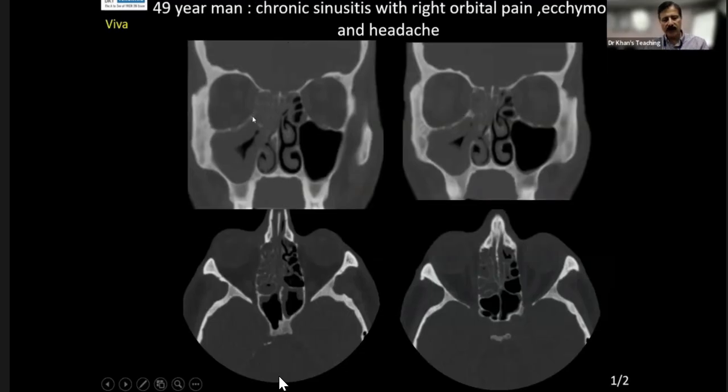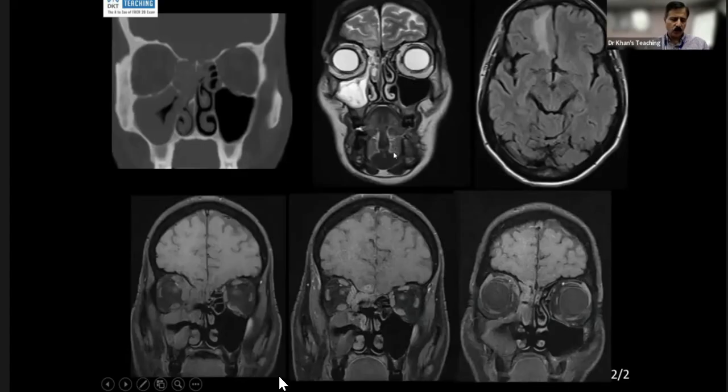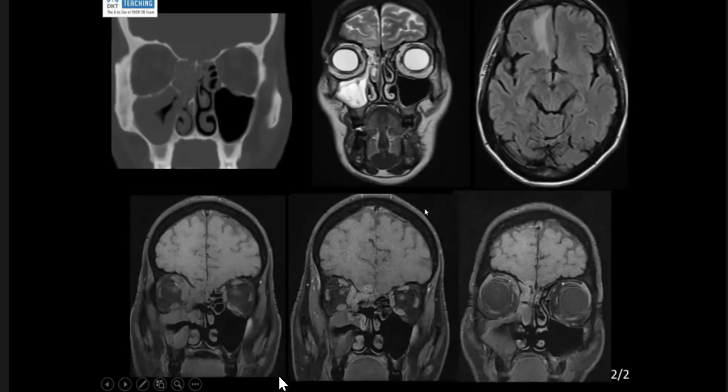So what we did was, we were worried something is happening. We did an MR. And candidate 2, you are going to tell me the findings on this MR. On this MR, this is a T2 weighted sequence. This is a FLAIR of the brain. This is pre-contrast fat saturated, post-contrast fat saturated, post-contrast fat saturated. Candidate 2, what has happened? There is a FLAIR hyperintensity in the adjacent right frontal lobe. So this could have extended intracranially through the cribriform plate.